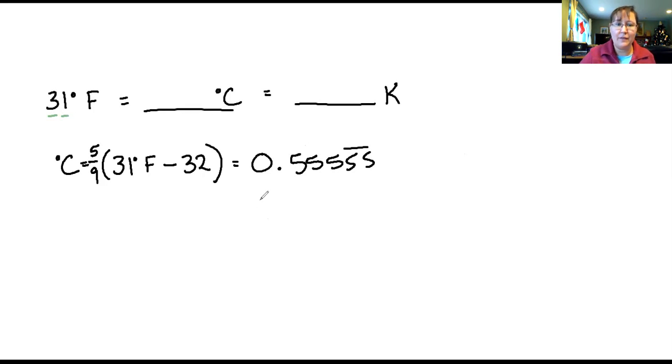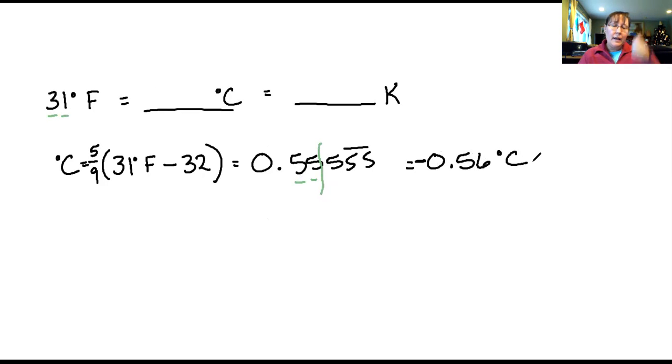Now I take a look and I can see I only have two significant figures. So that means that I have to round this up because 5 rounds up. So I have 0.56 with a negative, making sure that we don't drop our negative, negative 0.56 degrees Celsius.